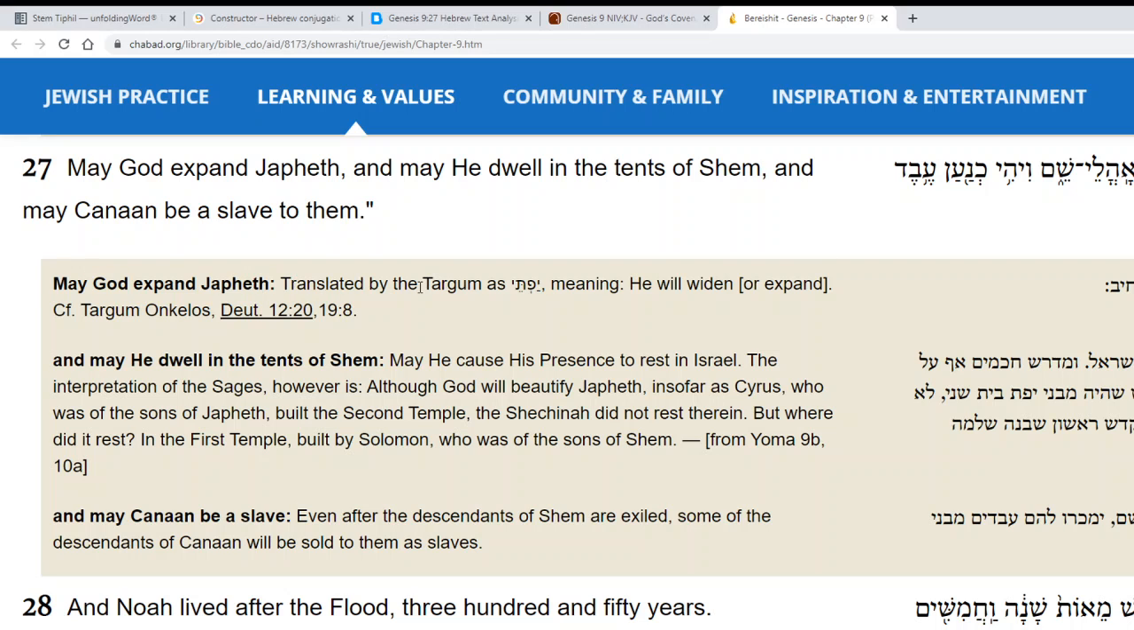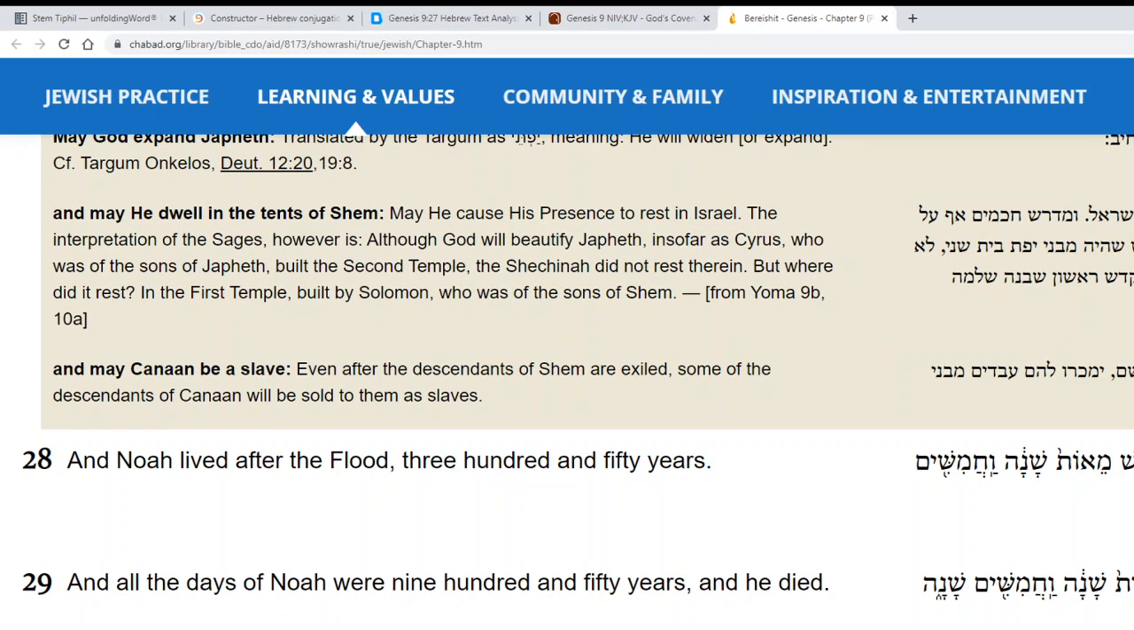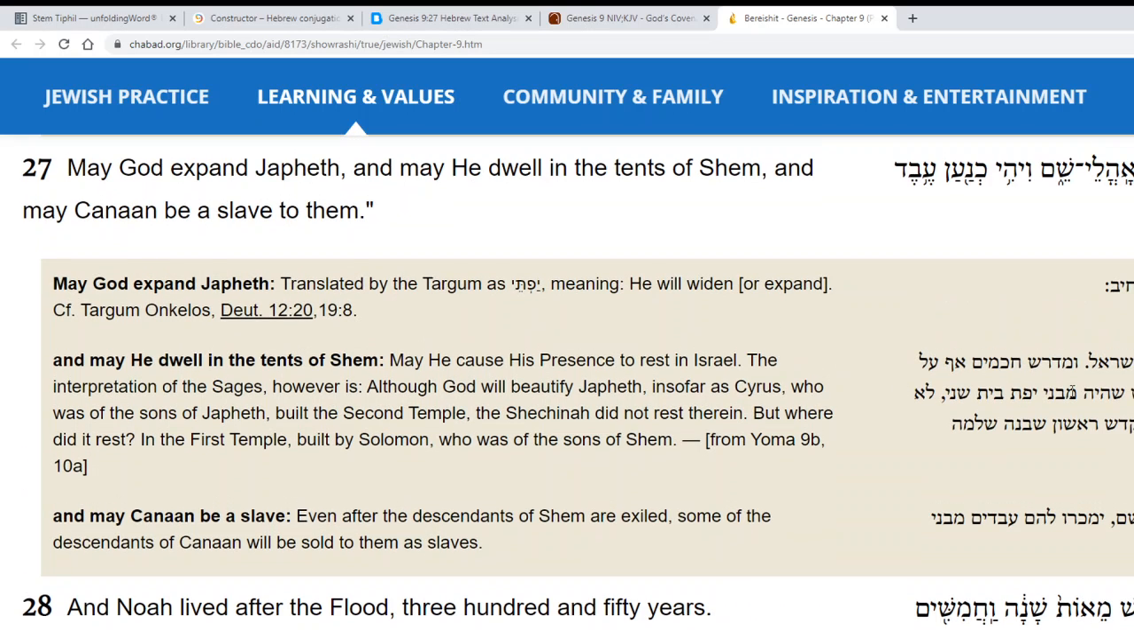So the Yafet translated by Targum. That's Targum Onkelos. When we just say Targum, when we just say the translation, we mean Targum Onkelos. And he translated it to Yarchiv, to expand. And you can also see Onkelos on Deuteronomy 12:20 and 19:8. Okay? Or may he cause the presence to rest on Israel. And so on. Okay, so that's another agada you can look at. V'yichanan eved lamo afa meshiglu, will be stolen. Okay, these are all agadic.